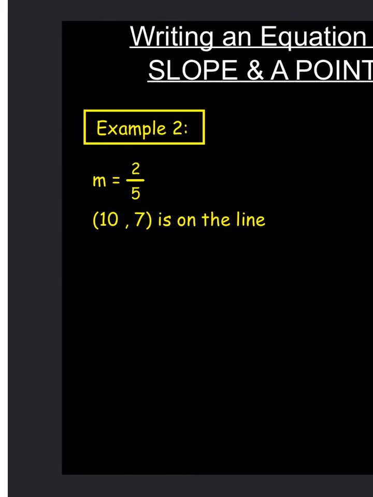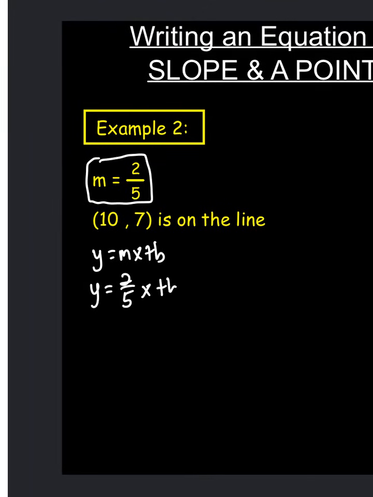So let's start by just writing down y equals mx plus b. We know the slope m is 2/5, so let's put that into the equation: y equals 2/5 x plus b. And what the equation tells us is all of the x and y values of every point on the line. Since we know that (10, 7) is on the line, we can put the 10 and the 7 in for x and y. And that's exactly what we're going to do.